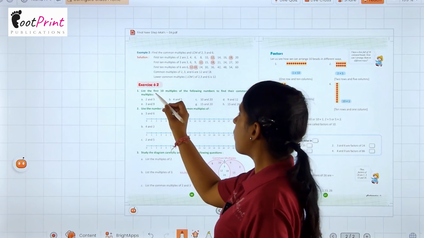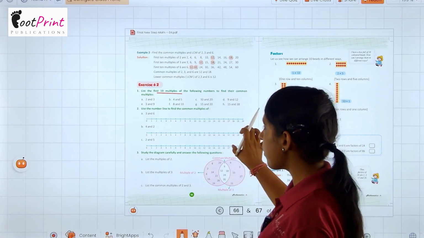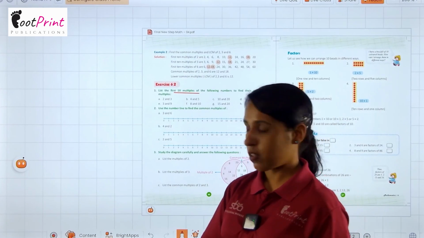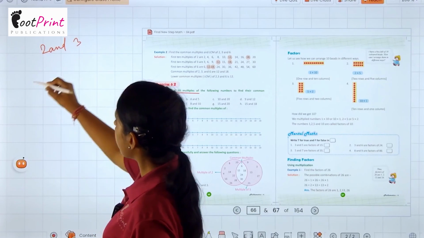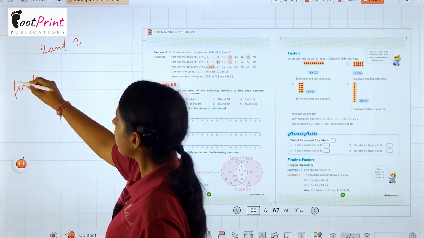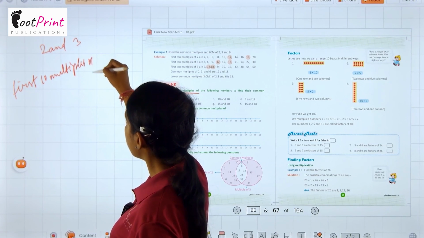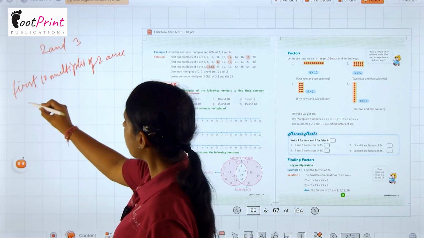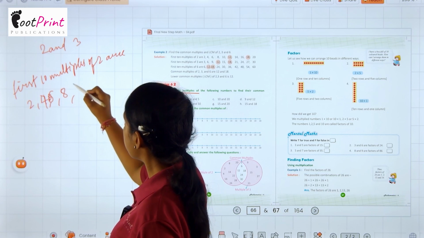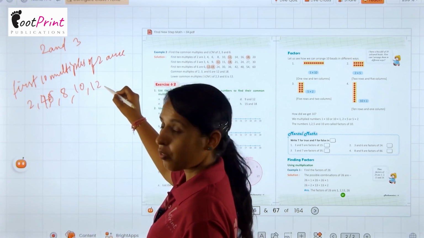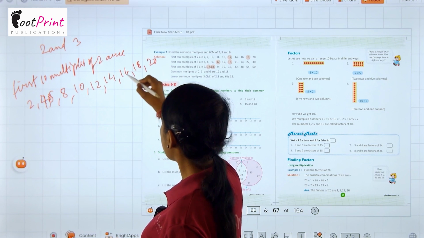First, list the first 10 multiples of the following numbers to find their common multiples. So first we have to find the 10 multiples of both numbers. Here 2 and 3 are given. So we can write the first 10 multiples of 2 are 2, 4, 6, 8, 10, 12, 14, 16, 18 and 20.